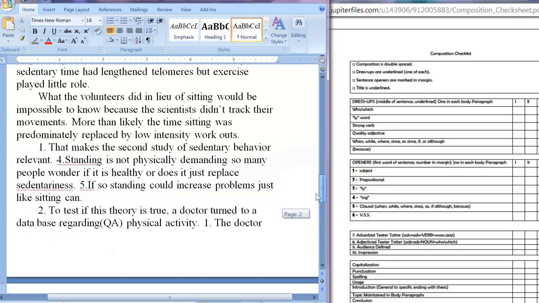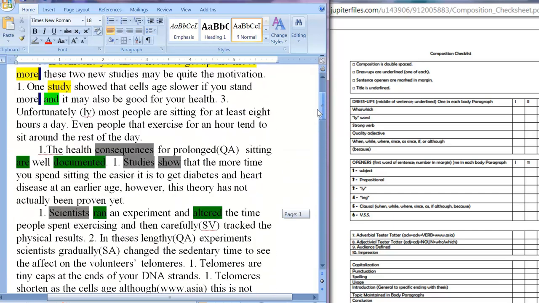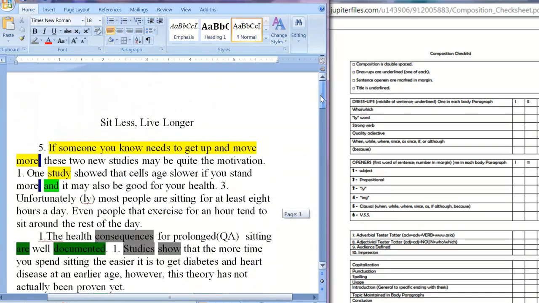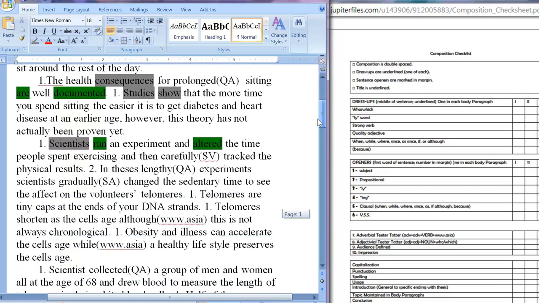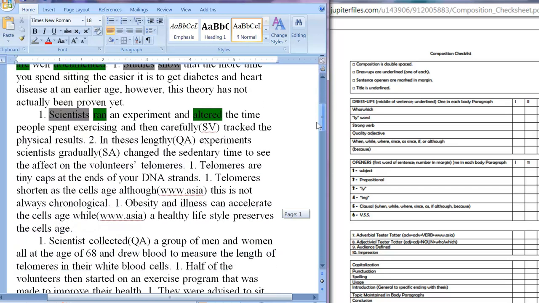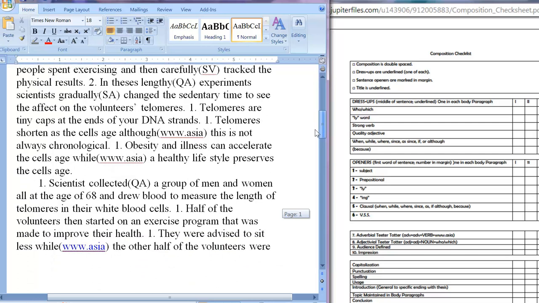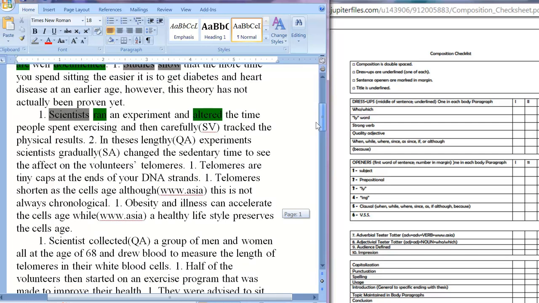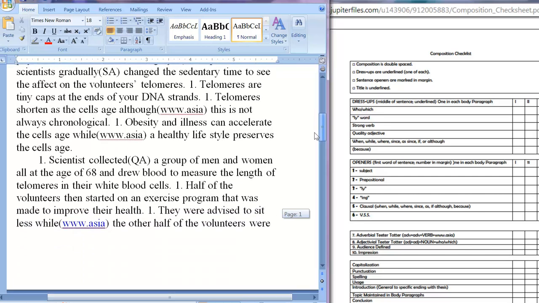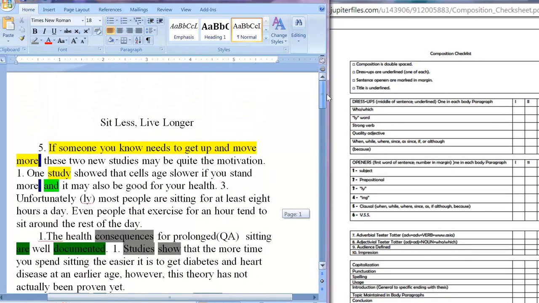And overall, this essay looks like you did a really good job on putting in all of your dress-ups, you also have quite a few varied openers. I see that we had subjects, we had prepositionals, we had LYs, we had INGs, we had a clausal. The only one that you didn't have was a very short sentence.